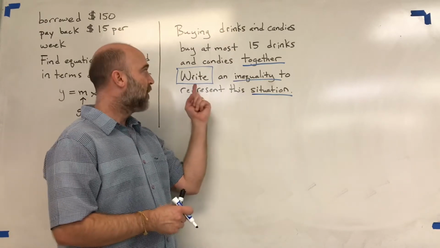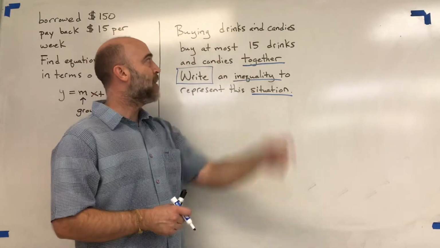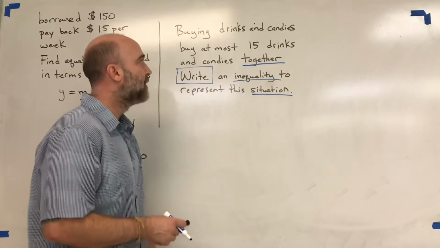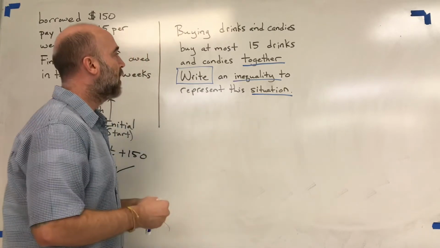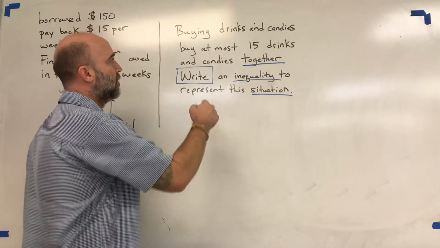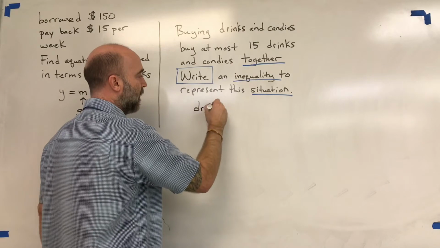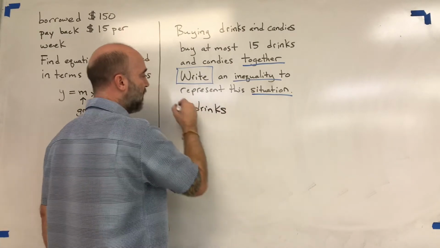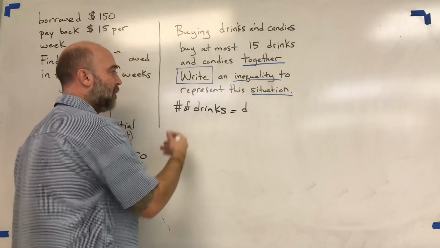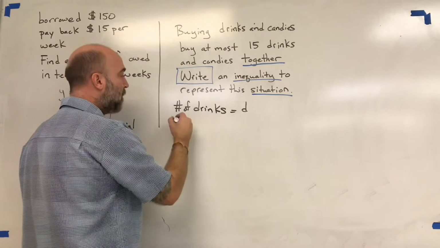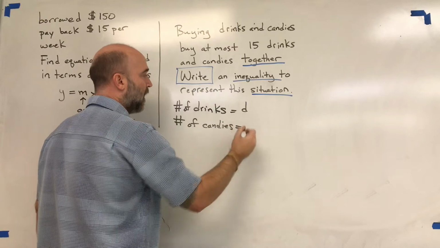So if we do that, we're asked to write an inequality to represent the situation. We are buying drinks and candies, at most 15. Okay, drinks and candies together. Oh, I like that together word. That makes it a little bit easier. So I'll call the number of drinks D. We always have to quantify it. The number of candies, I'll call that C.